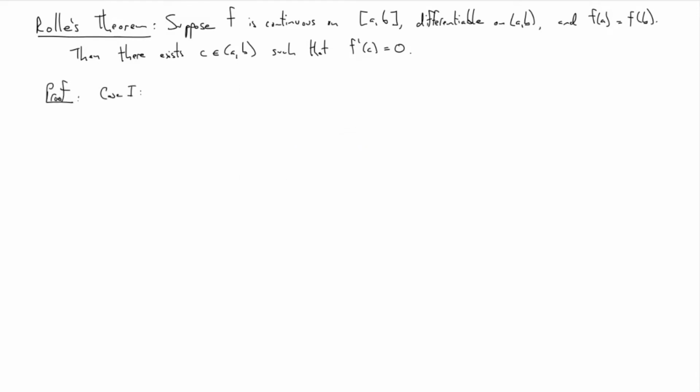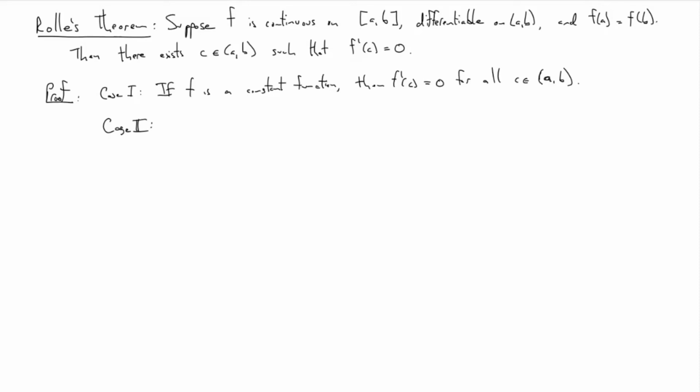Okay, let's sketch the proof. The proof breaks down into 3 cases. And the first is kind of the silly case. If f is a constant function, if it has the same value everywhere, then its derivative is 0 everywhere on the interval from a to b. And so we pick any point between a and b, and the derivative there is 0. The second case is the most interesting case because the third case is very similar to the second case.